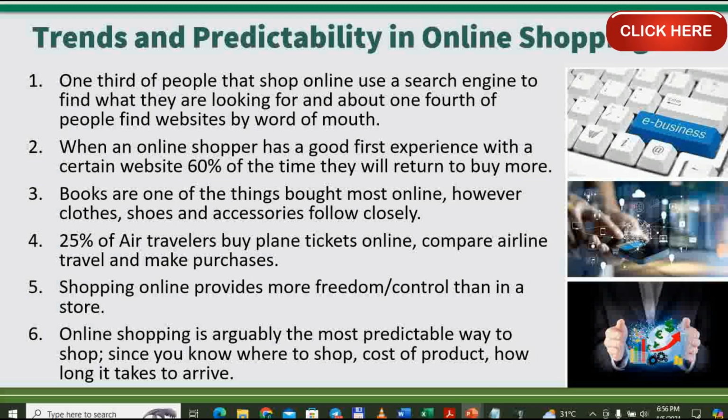Number four, 25% of air travelers buy plane tickets online compared to airline travels and make purchases. Now, that is obviously heightened by the COVID era that just passed. Most people don't go to the brick and mortar buildings again to purchase their ticket. They just sit in their house and purchase their airline ticket.